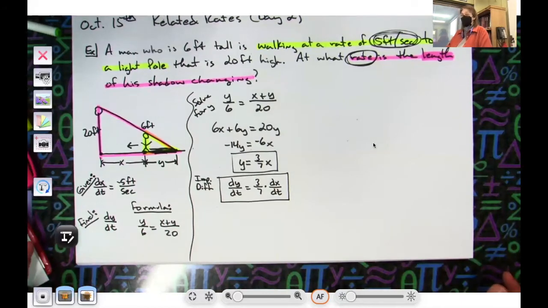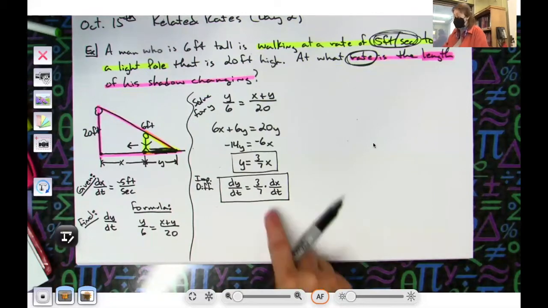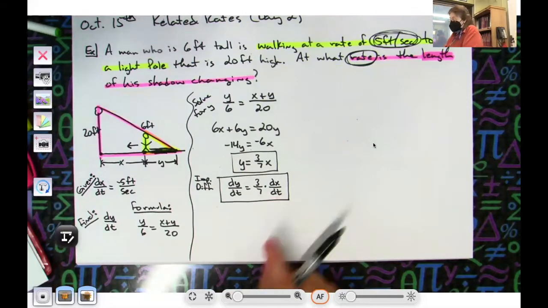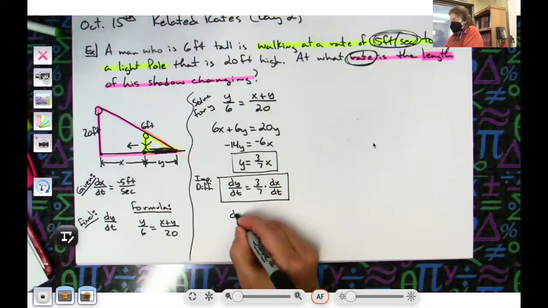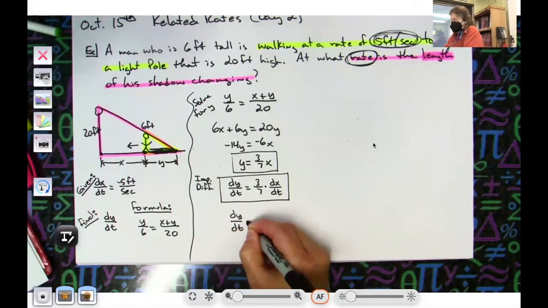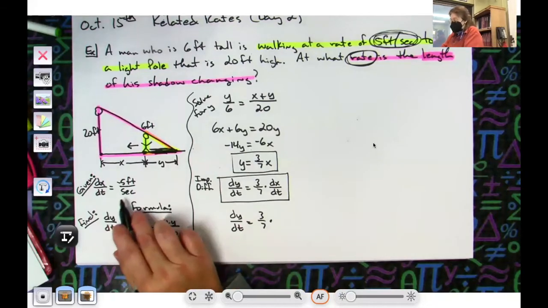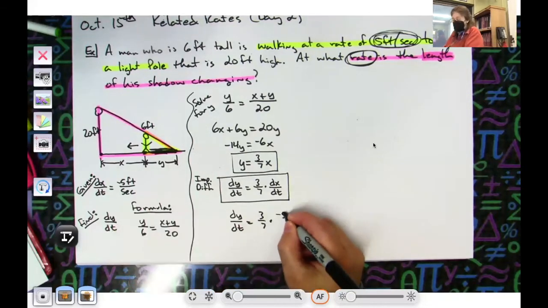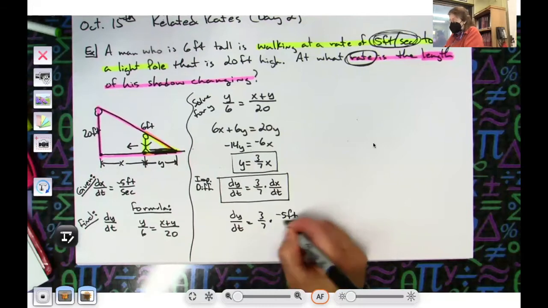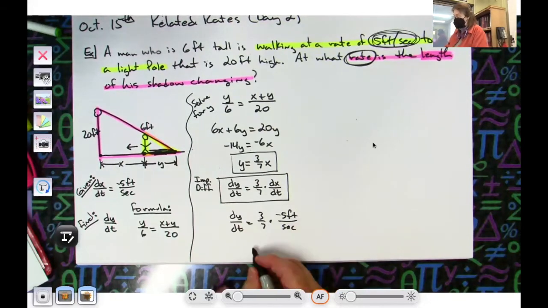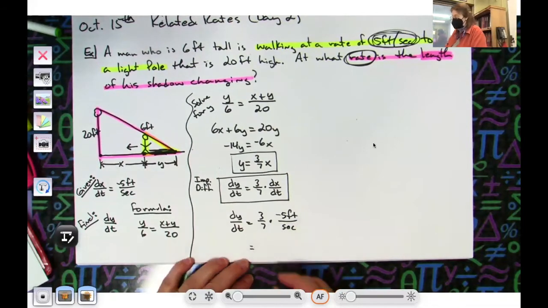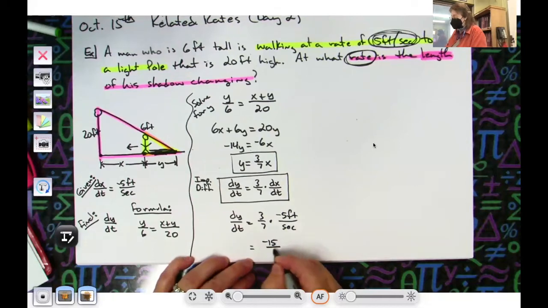So on all related rates, once you get to your derivative, you plug in what you know and you solve for what you need to find. So we were given dx dt. Okay, so dy over dt is equal to 3/7. Plug in the dx dt, which is negative 5 feet per second. Multiply. So negative 15 over 7 feet per second.